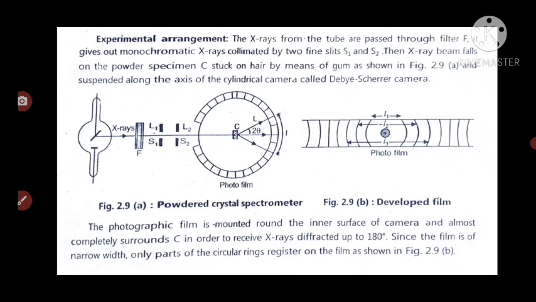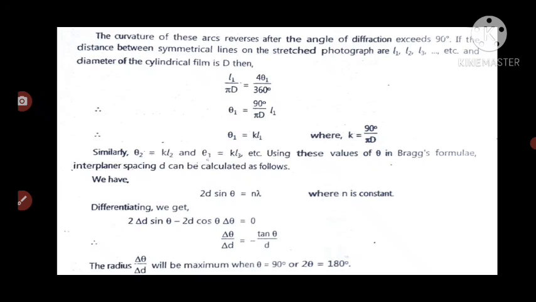So if you see in the figure, the curvature of this arc is reversed after the diffraction angle passes 90 degrees. The distances between these symmetrical lines on the photograph, L1, L2, L3, are calculated from the formula using the diameter of the cylindrical film. L1 upon pi d is equal to 4 theta 1 divided by 360 degrees, and if you want to calculate this theta 1, it is 90 degrees times L1 divided by pi d.